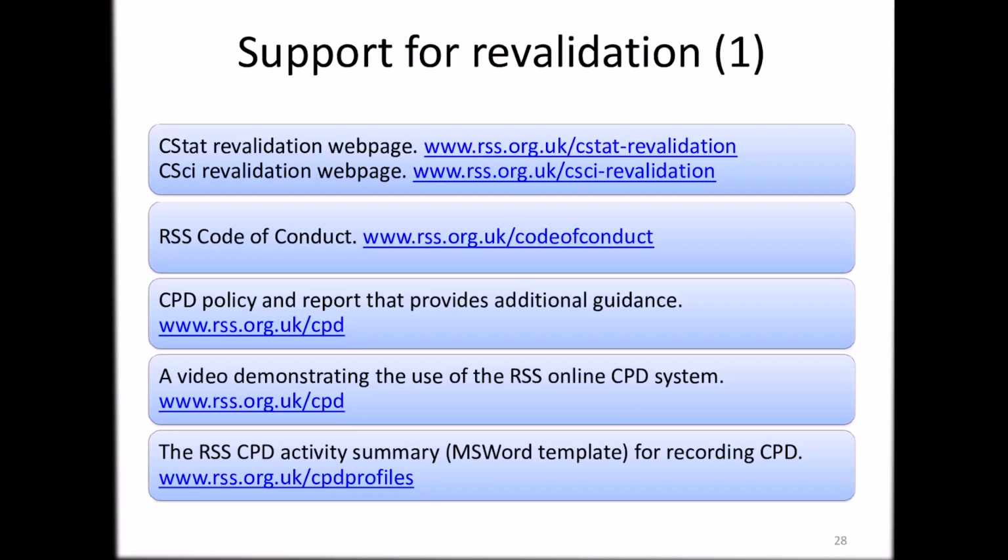There's also one for the Chartered Scientist revalidation process. Remember, the fundamental difference between the two processes is that the CStat process is a 5-yearly cycle, whereas the CSci process is an annual cycle. I've also mentioned during the presentation the code of conduct, and of course that features in the declaration that's made if you wish to continue to be a professionally active chartered statistician, and the link to have a look at the code of conduct is given there.